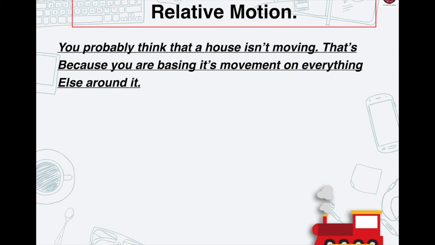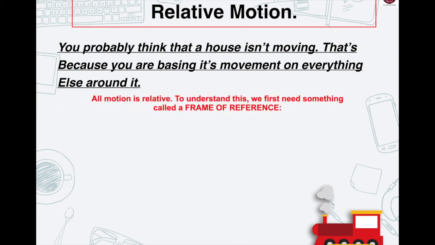But that's because we're basing the movement of a house on everything else around it. So as you move around your house, you're in motion, but your house is not. Now this is why motion is relative. All motion is relative, and to understand what this actually means, we're first going to need to explain something called frame of reference.